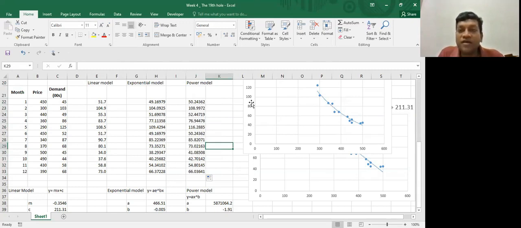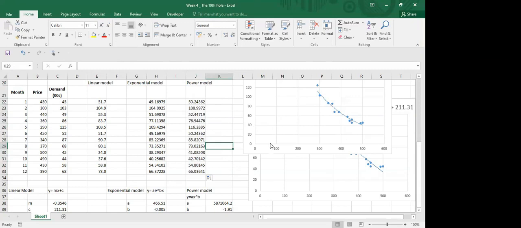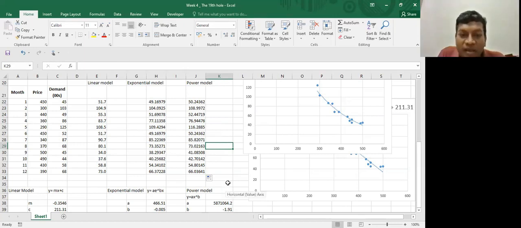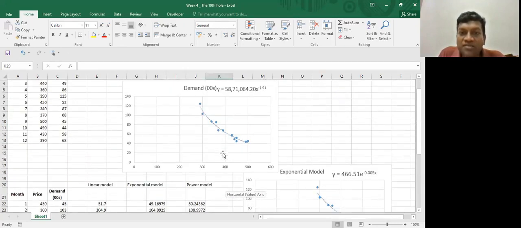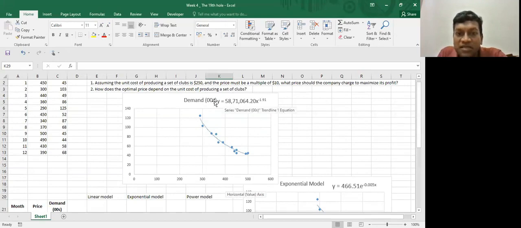All of you comfortable so far? Sorry, can you hover on the formula once again, please? Sure. Essentially, I've captured the value of the power model. The equation for the power model is y is equal to a x raised to b. You don't have to memorize it. Excel will tell you. It is written here: y is equal to 58.71064 x raised to some number, a x raised to b. So don't bother with having to memorize these things.